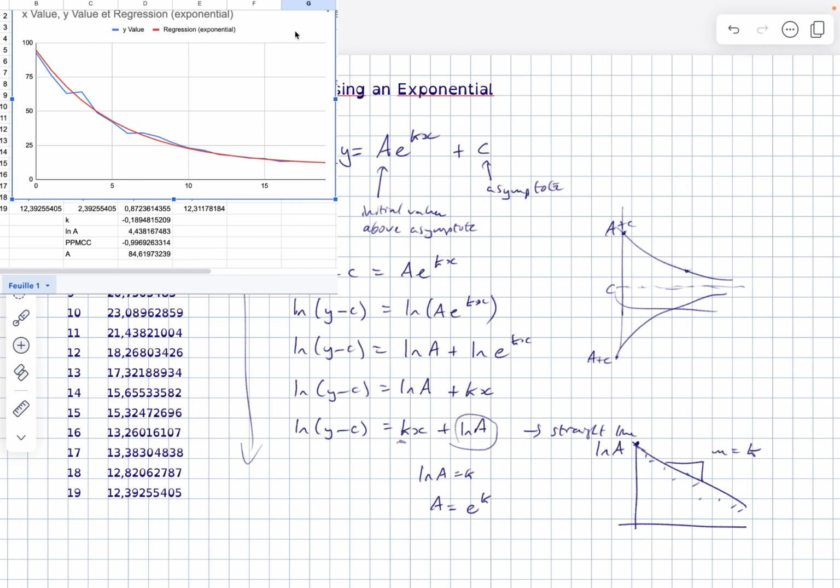If I've got log of A equals, I shouldn't use K because we already used that. Log of A equals P, for example, and this is e to the power P. In other words, if I want to find A, I just take my log of A, which is my y-intercept, and do e to the power of it, and I'll get my actual A value here. So I can then fill these values into the equation. All I have to do is estimate my value for the asymptote. Let's see what happens with that on a spreadsheet.